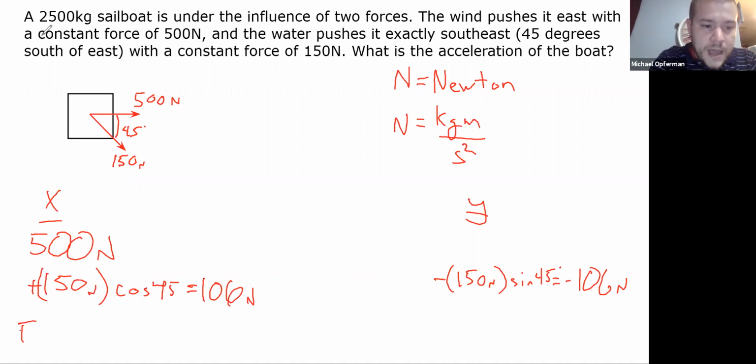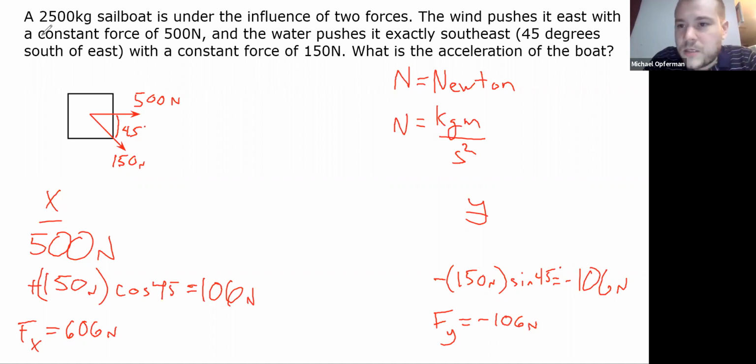So the sum of all the X components is going to be 500 plus 106, which is positive 606. In the y direction, there's only one, so there's nothing to sum. It's just going to be negative 106. Okay, so those are the sum of my x components and the sum of my y components. So step 3, check. Step 4 of the procedure was set this equal to MA.